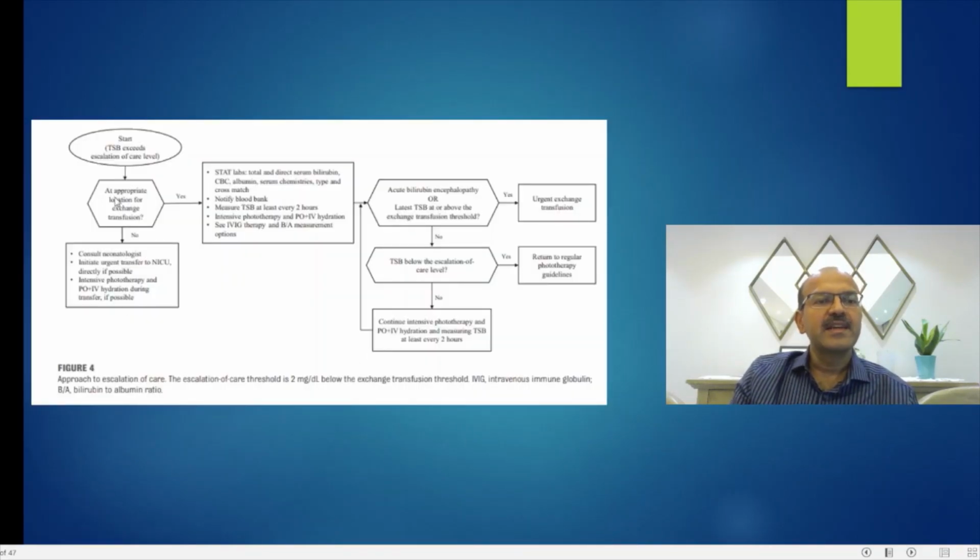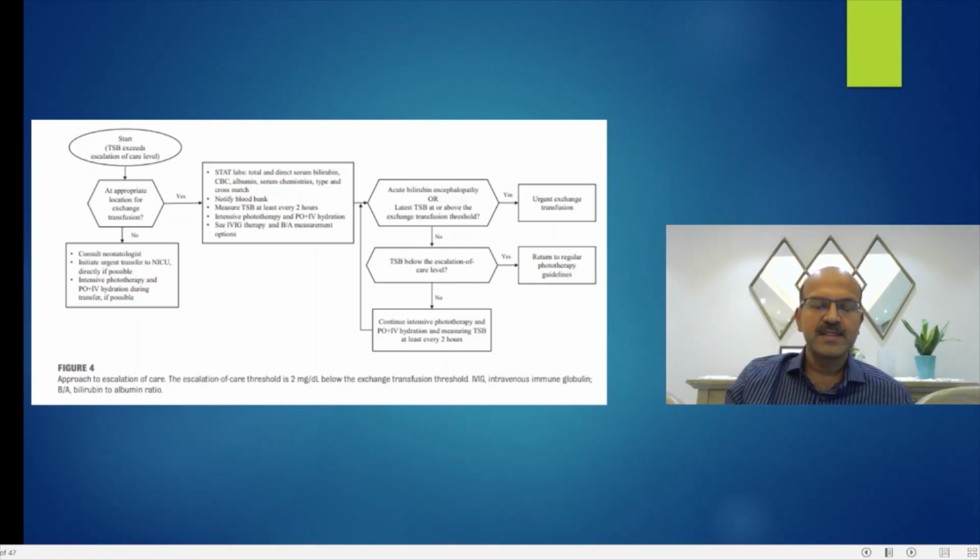This is a flow chart indicating this. The starting point is when the TSB exceeds the escalation of care level, and is the baby at the appropriate location? If not, contact the NICU and arrange for transfer. In addition, start intensive phototherapy and peroral or IV hydration during the transfer. If they are already in a good unit that can do the exchange, then you send the stat labs as we discussed, notify the blood bank, measure the bilirubin at least every 2 hours, and give intensive phototherapy and peroral or IV hydration. Immunoglobulin therapy and bilirubin albumin measurement options can be considered. If there is acute bilirubin encephalopathy or the latest TSB is above the exchange level, then urgent exchange transfusion should be done. If the baby doesn't meet the exchange level, you can continue intensive phototherapy and hydration and measure every 2 hours till you de-escalate.